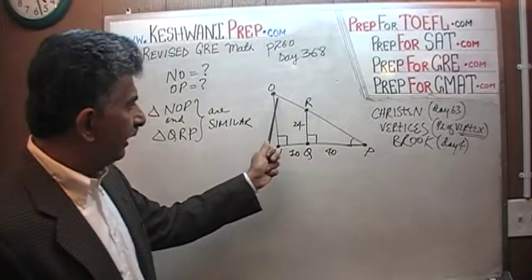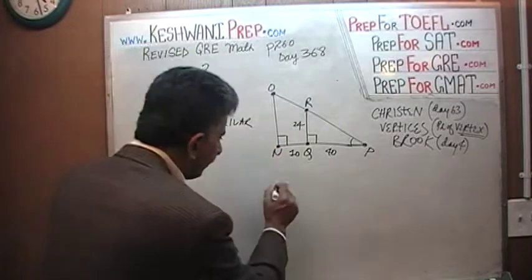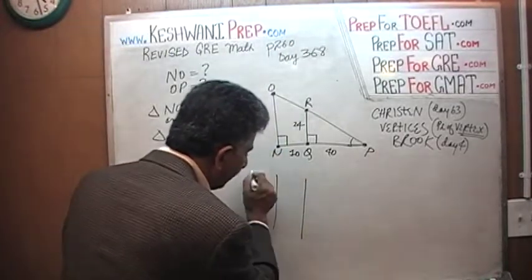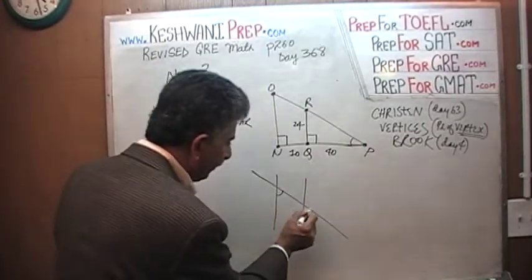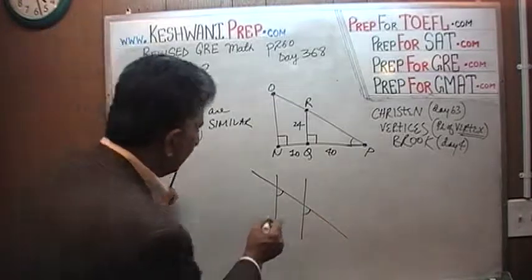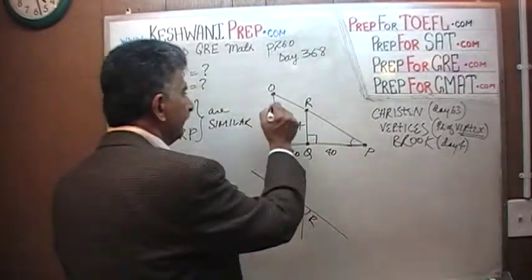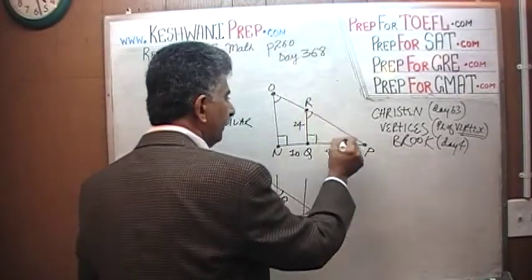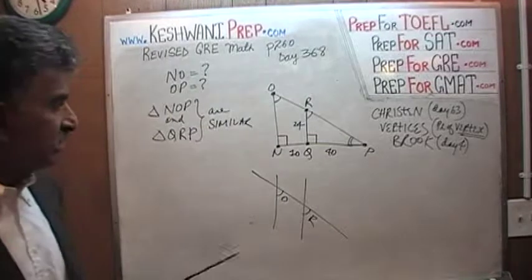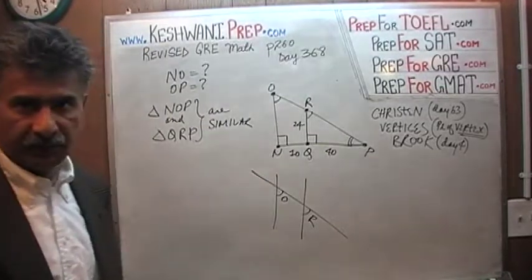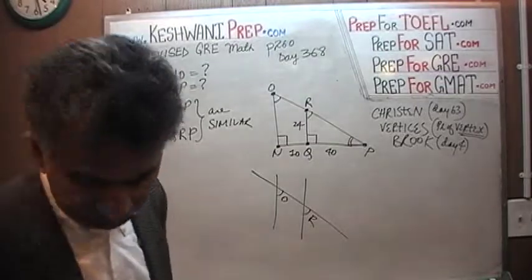And how do we know that angle O is same as angle R? Angle O is same as angle R because what we're dealing with here are two parallel lines being intersected by a third line, in which case, of course, this angle is going to be equal to that angle. This is your angle O and this is your angle R. So these two angles are equal. Therefore, these two triangles are proportional. That's the first part, okay?